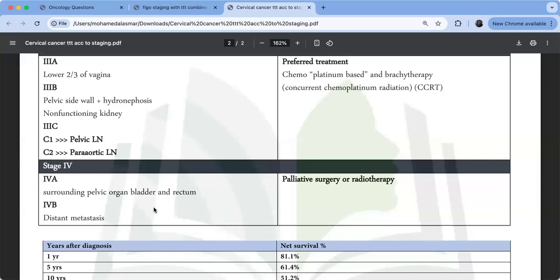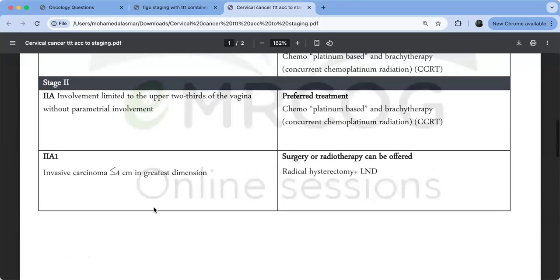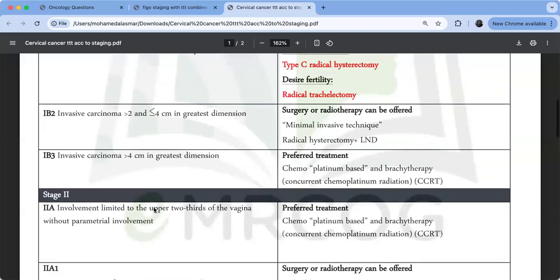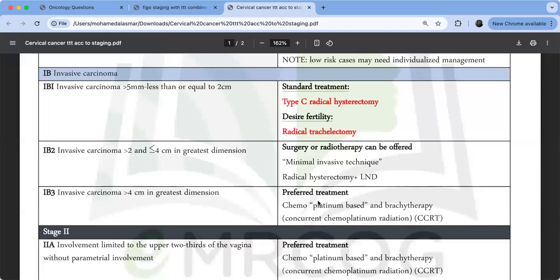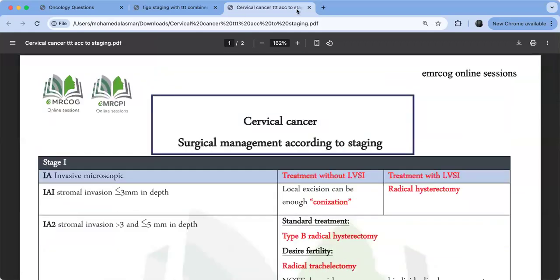Being asked in the exam about staging for cervical cancer is very common. Very common. Asking about the fertility sparing option is very common. And you should remember that from 1B2, this is where surgery could be equal to radiotherapy. I can offer the patient either this or that. 1B3 is the start of CCRT. Okay, friends? Understood? Any problem so far?